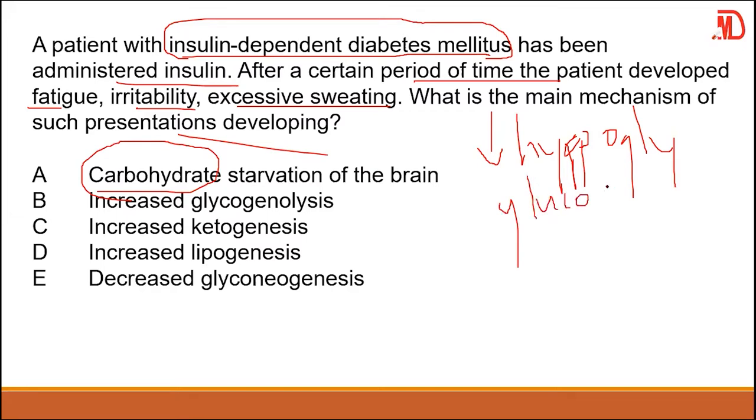Based on what we have over here, we can say the person is having starvation of glucose, or carbohydrate starvation of the brain. What it means is that hypoglycemia has developed, or low glucose in the blood. And when there's low glucose in the blood, the brain will be affected because the brain loves glucose a lot. So over here, we have a case of low glucose or carbohydrate starvation. All right.